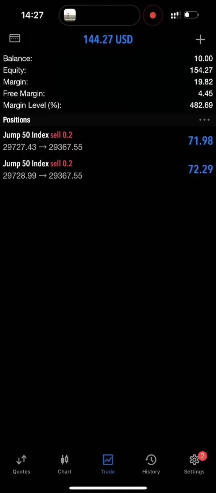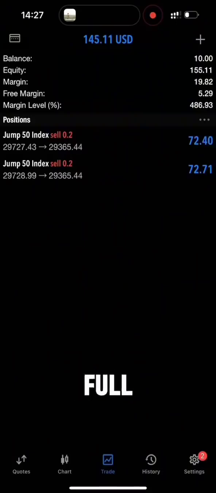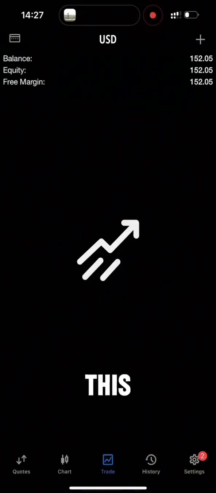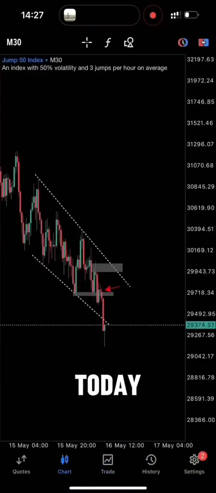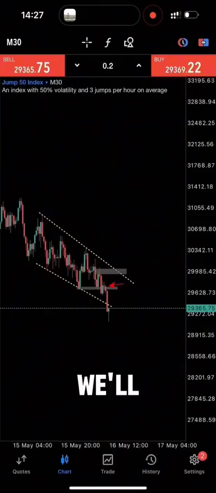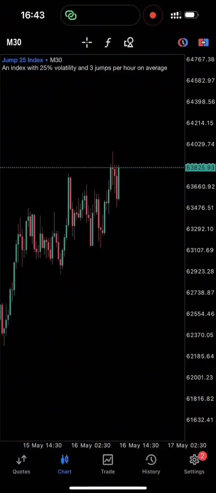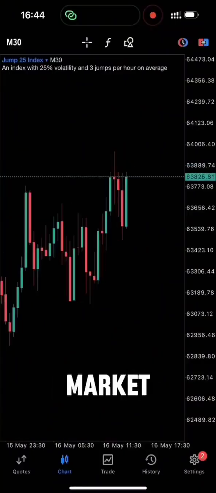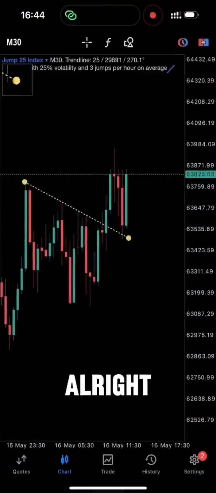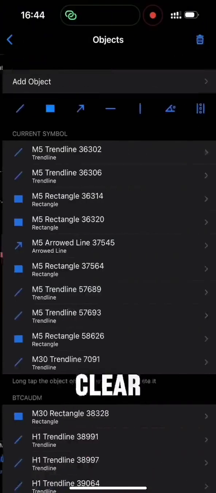But anyway, raising the account is what we need, on full margin. Remember, on full margin, risking everything we have in order to raise this account as fast as possible, and today. So we are done with this entry, and then we'll go look for other entries on other smaller time frames. What I'm doing here is to spot the market structure first, and then I'll draw trend lines to identify the trade.